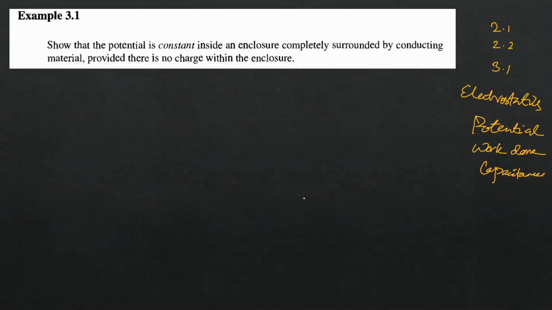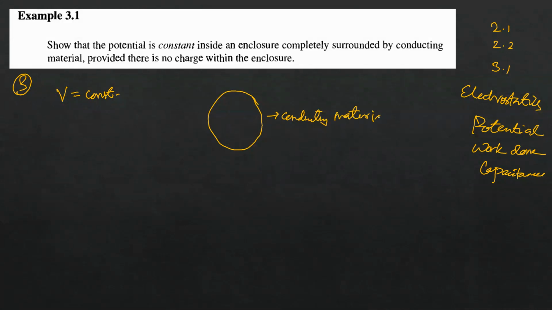Show that the potential is constant inside an enclosure completely surrounded by conducting material, provided there is no charge within the enclosure. First, our purpose is to read the question 3 times, whether you understand it or not. First time you just read; the second or third time you start writing. Inside an enclosure completely surrounded by conducting material, this is a conducting material, provided there is no charge within the enclosure. There is no charge, Q enclosed is 0.